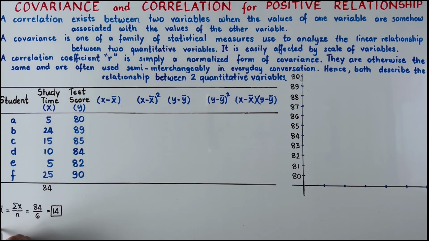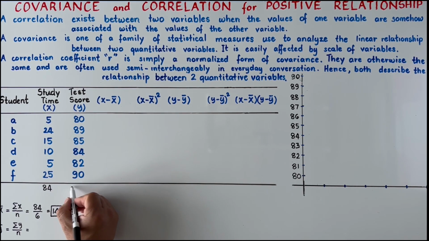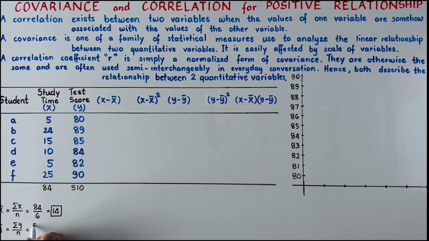However, for the mean of the variable y, we have the sum of all the values in y divided by how many of them. And if you add 80 plus 89 plus 85 plus 84 plus 82 plus 90, it gives you a sum of 510. So this is 510 divided by 6. And if you divide these two numbers, it gives you a quotient of 85. So we know that the average of all test scores is 85.